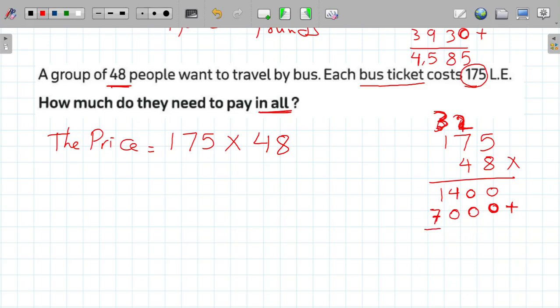So after that, I will add them together. So I have 0 plus 0 equals 0. 0 plus 0 equals 0. 4 plus 0 equals 4. And 1 plus 7 equals 8. So the price, or the total price, will be 8,400 pounds.